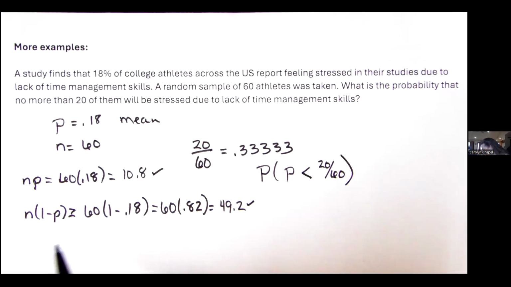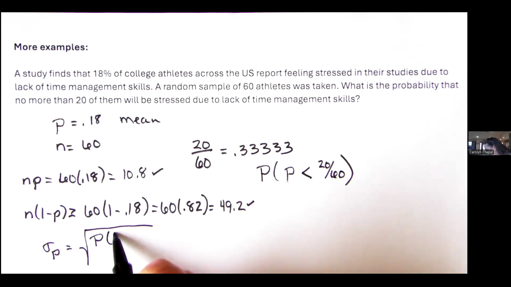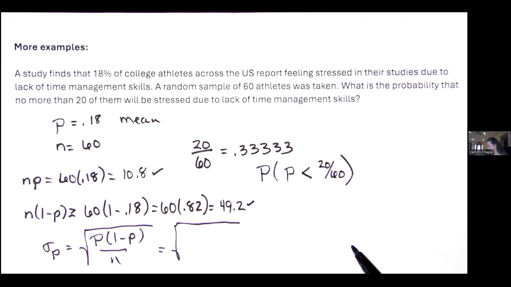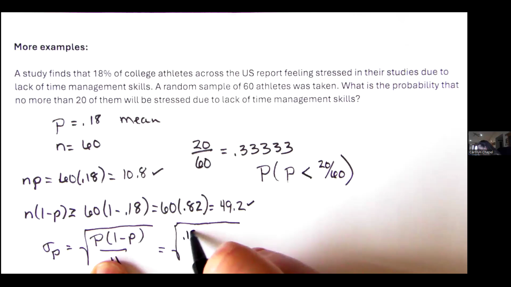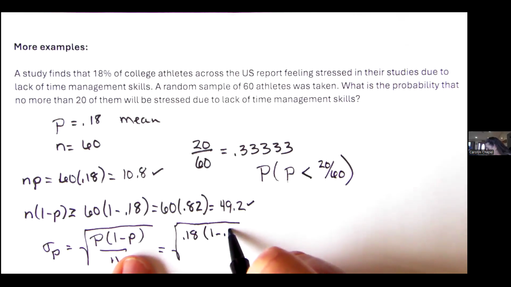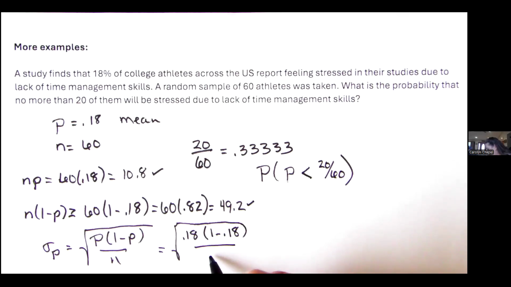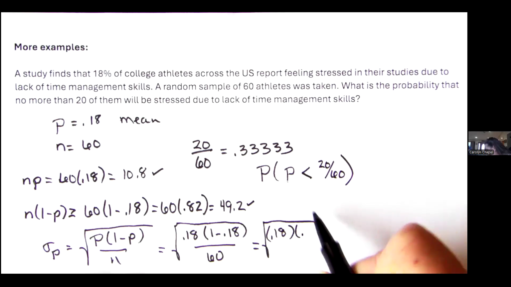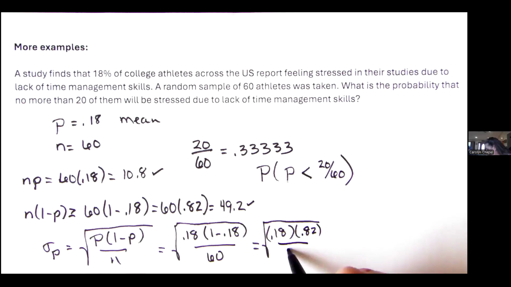And let's see, so I want to also get my standard deviation, which is that square root of my P times 1 minus P all over N. Because I'll need that in my standard normal, because we'll need the mean and we need our standard deviation. So 0.18 times 1 minus 0.18 all over 60. So 0.18 times our 0.82 all over 60.